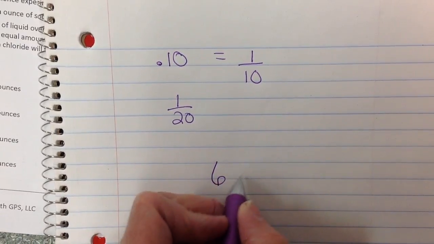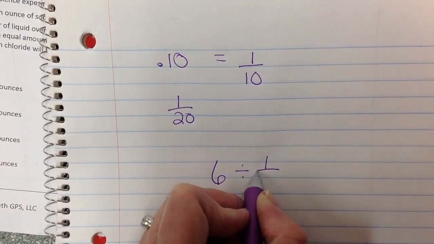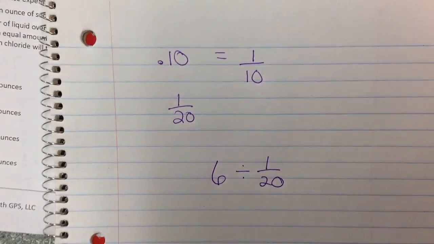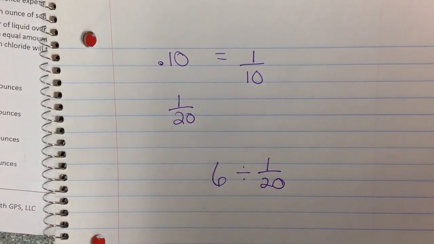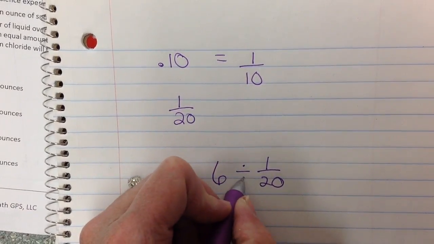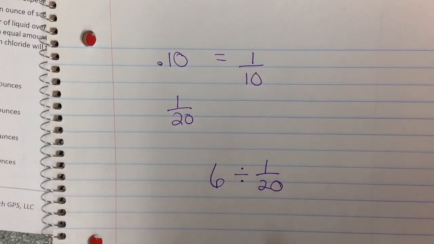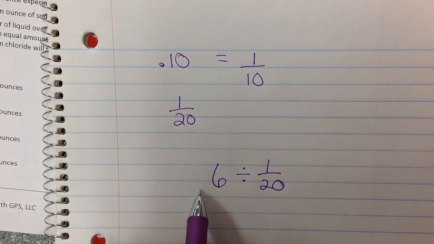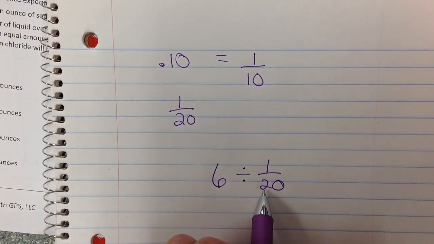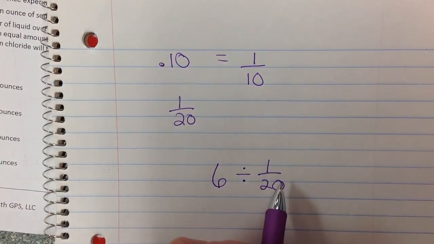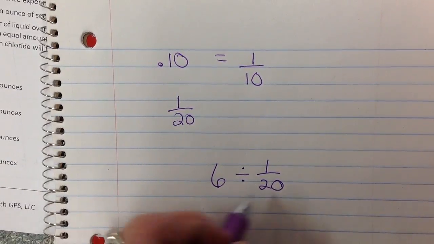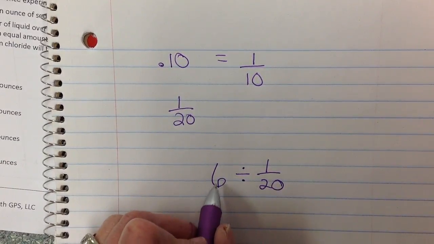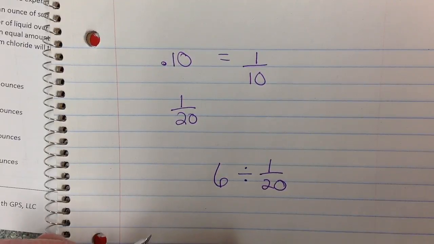He wants to know how many nickels, 1/20ths, can he get out of $6. And this is your problem. The first number tells you what you're dividing up. Your second number tells you what you're trying to get out of the first number. How many nickels can I get out of $6?